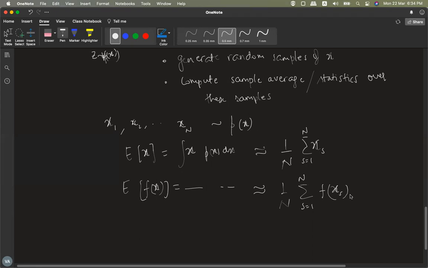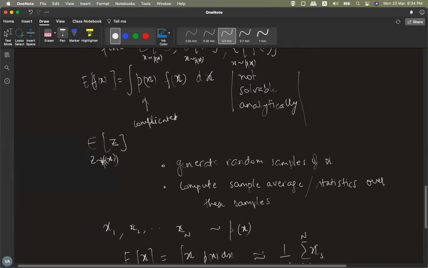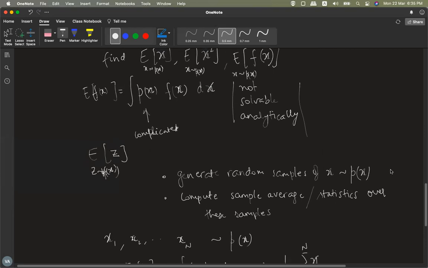If you know the distribution and you can sample from that distribution, generate random samples of x from p of x, and then you compute sample statistics, right?